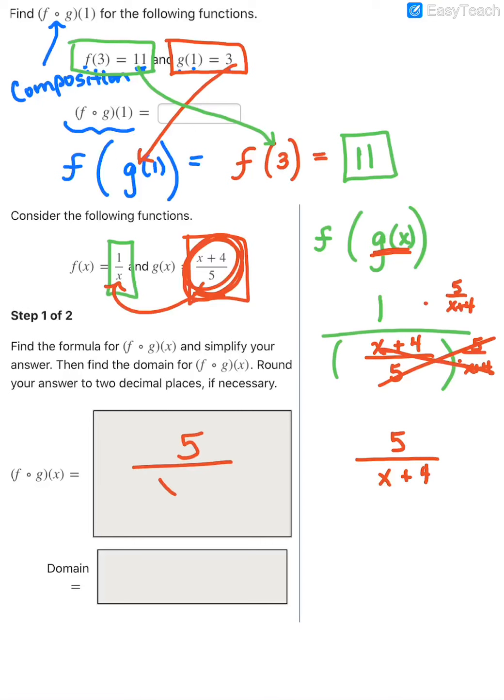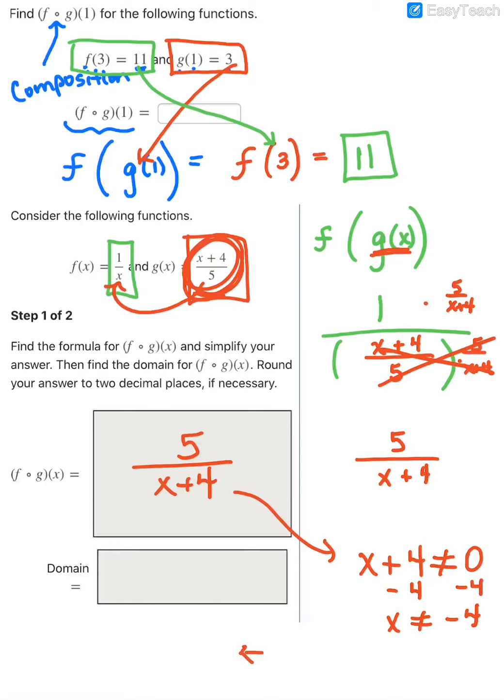Now, they're bringing back domain again from our study before. And remember, with domain, we think of two things: fractions and square roots. And in this case, we have a fraction. And what we know about fractions is you cannot have a 0 in the bottom of a fraction. So whatever's on bottom, you're going to say cannot equal 0, and you're going to solve it. So in this case, x cannot equal -4.